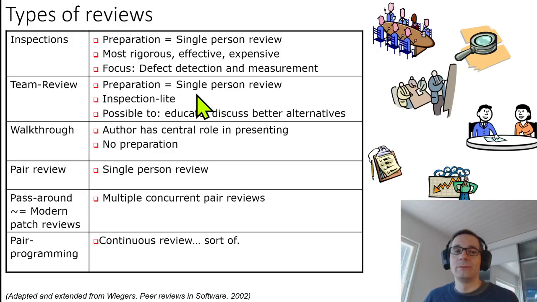Everyone in the review team reviews the document, and then there is a meeting to go over the document. And this document can also be source code. So when the focus in inspection is defect detection and measurement, and they even explicitly say that you should discuss, for example, design alternatives, in team review it is not so rigorous. So there is possibility to educate, discuss better design alternatives. And it is a more relaxed version of the inspection.